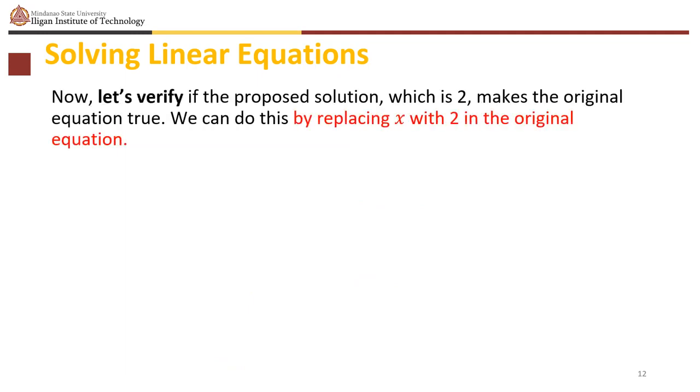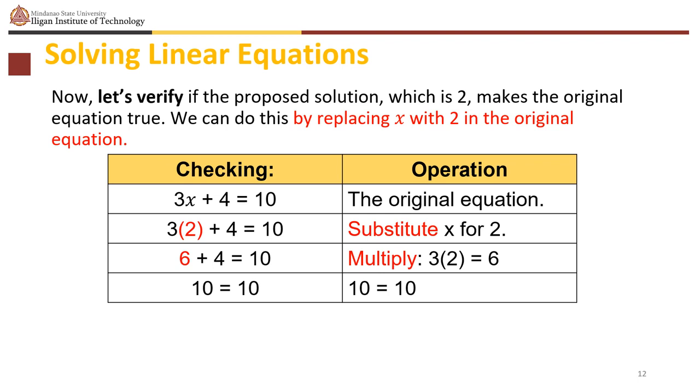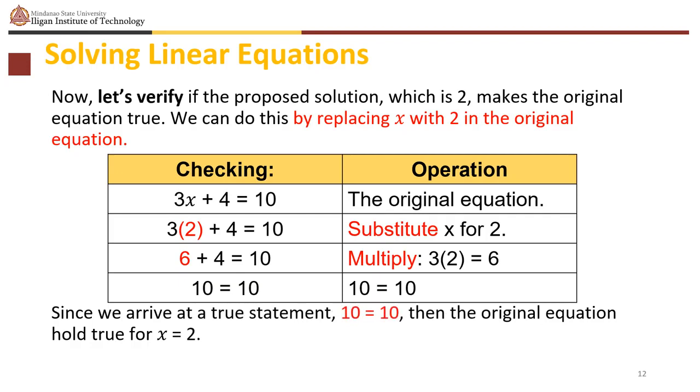Now let's verify if the proposed solution, which is 2, makes the original equation true. We can do this by replacing x with 2 in the original equation. So you have 3x plus 4 equals 10. That's the original equation. Substitute x by 2. We have 3 times 2 plus 4, and verify whether this will indeed be equal to 10. So in this case, we now have 10 is equal to 10. That means the original equation holds true for x equal to 2. Hence, the solution set is 2.